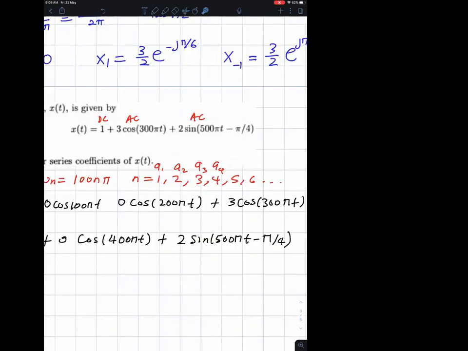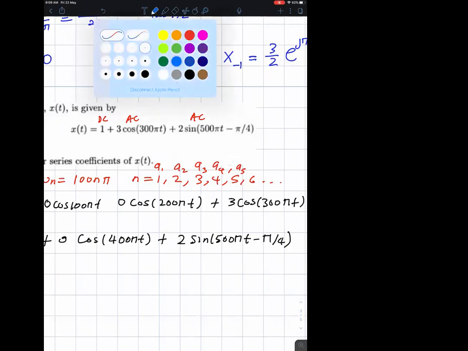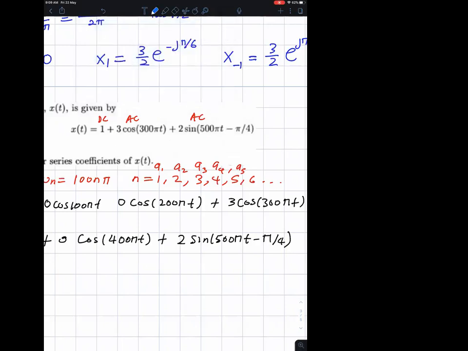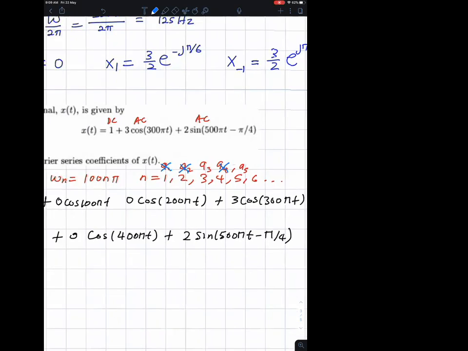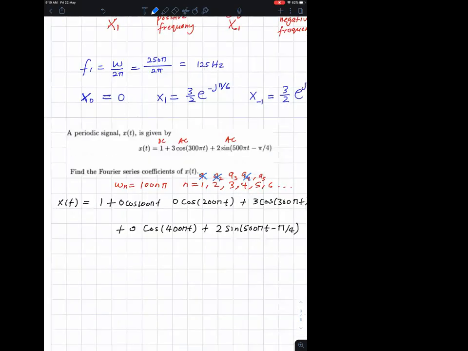Fourier coefficients: A5 relates to n equals 5. So the Fourier coefficients that you're going to be dealing with here are only A3 and A5. We don't have the others. Any question on this? When we do the problem, you'll see what I'm talking about. But for now, do you understand what I was talking about?